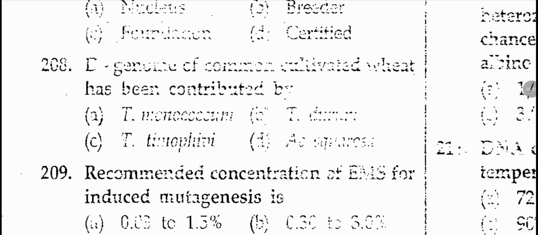Question number 207. The improved seed distributed to the farmer for commercial cultivation is, that is option D, certified one. Question number 208. The genome of the common cultivated wheat has been contributed by option D, that is the A chromosome. Question number 209. The recommended concentration of EMS for induced mutagenesis is, that is option A, 0.03, I guess, to 1.15.